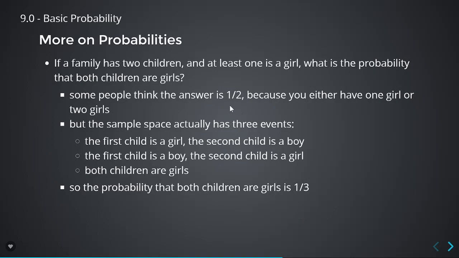So I don't know if you came up with 1/2 when you first saw the question, but if you did, that's a case of not looking at the sample space properly. Because again, there are 3 events, not just 2. Okay, so that's one example of how probability can be counterintuitive.